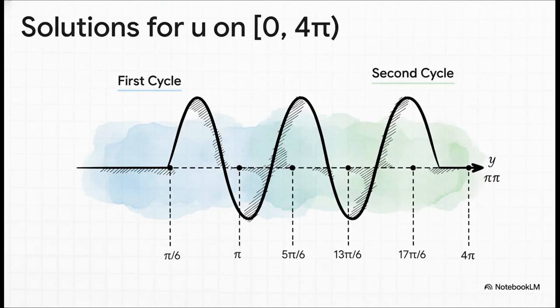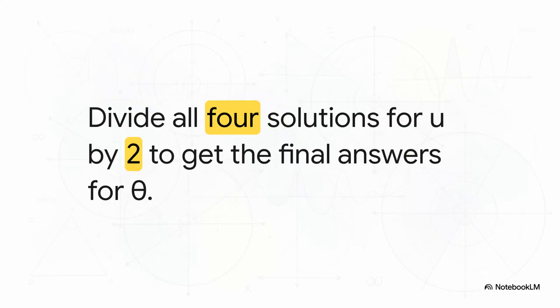As you can see, the first 2, pi over 6 and 5 pi over 6, are the standard answers you get from the first cycle. The next 2 come from the second cycle. We find them by just adding 2 pi to our first answers, which gives us 13 pi over 6 and 17 pi over 6. Now for the divide part of our rule.